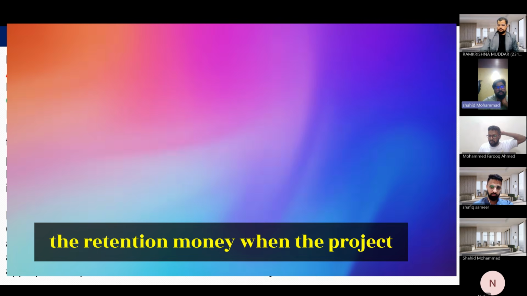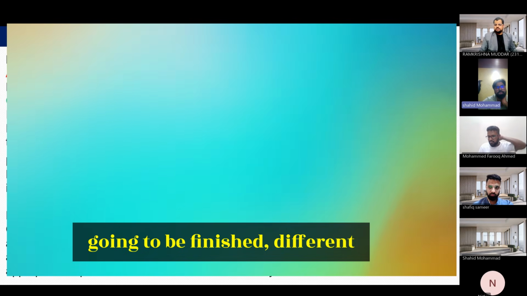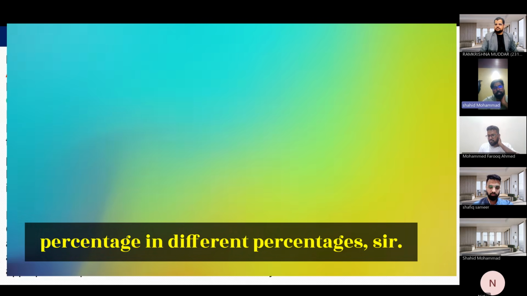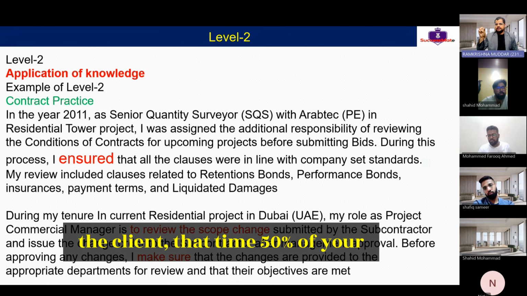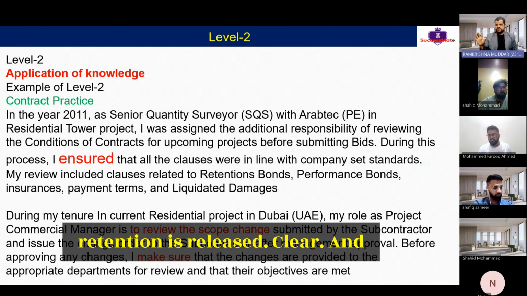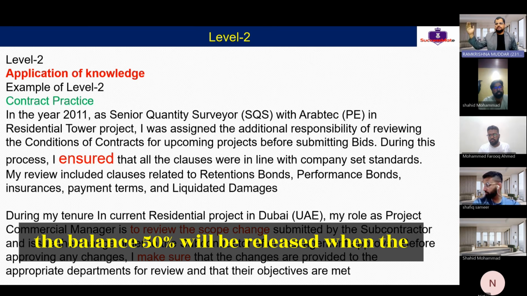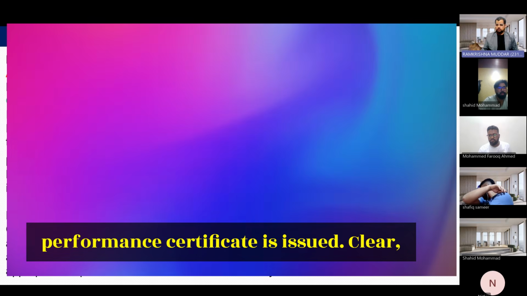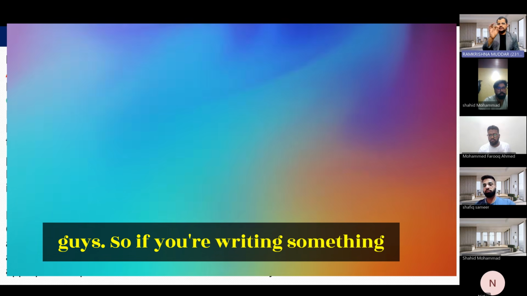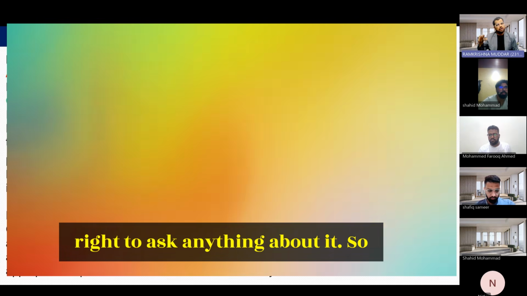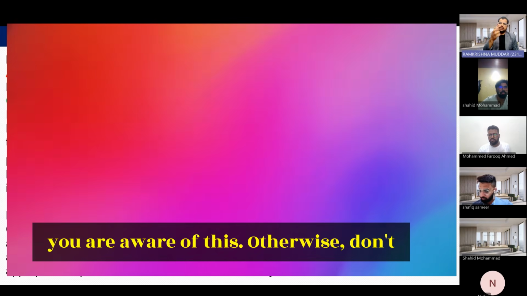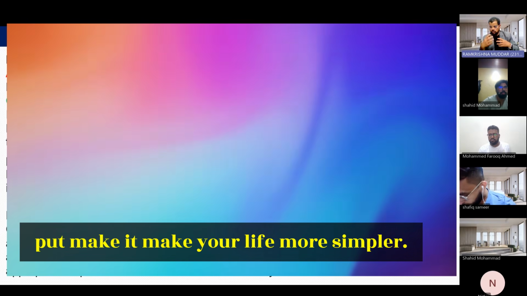Release the retention money when the project is going to be finished. Different percentages, sir. Okay. So when the taking over certificate is issued by the client, at that time 50% of your retention is released. Clear? And the balance 50% will be released when the performance certificate is issued. Clear, guys? So if you are writing something about the retention or performance bond, the assessor has the right to ask anything about it. So whenever you are writing, make sure that you are aware of this. Otherwise, don't put it. Make your life simpler.